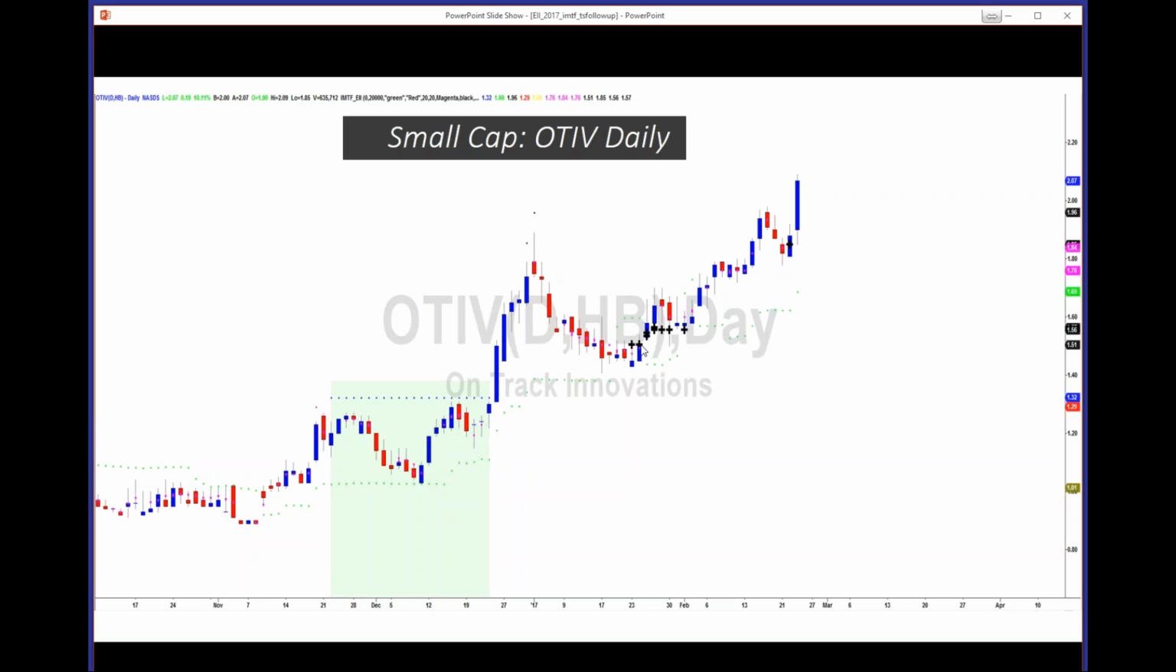These crosses were resistances. Okay. Then what happens is it broke the crosses, pulled back to the crosses, and then took off. So this is a scenario where you broke a resistance with the crosses, and then you pull back to the IMTF level here, which is a little higher. Since the crosses are going up, that tells you it's bullish too. You pull back. This is a trend continuation.